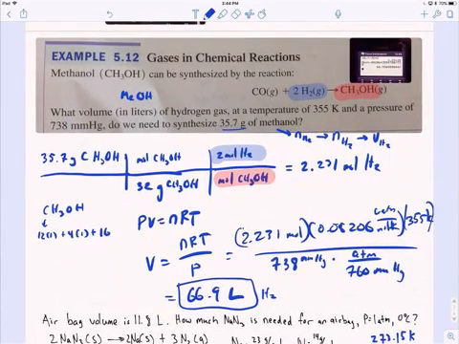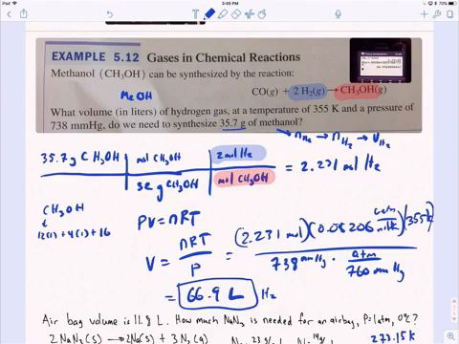Okay, so a recap for this one. We have this reaction making methanol from synthesis gas. How much hydrogen do we need in volume if we need this much product at this temperature and pressure? We take the mass of the product to get the moles of methanol, then by the chemical reaction figure out the moles of hydrogen needed, 2.231. Then using the ideal gas law we solve for the volume and get 66.9 liters. So, questions with this one?